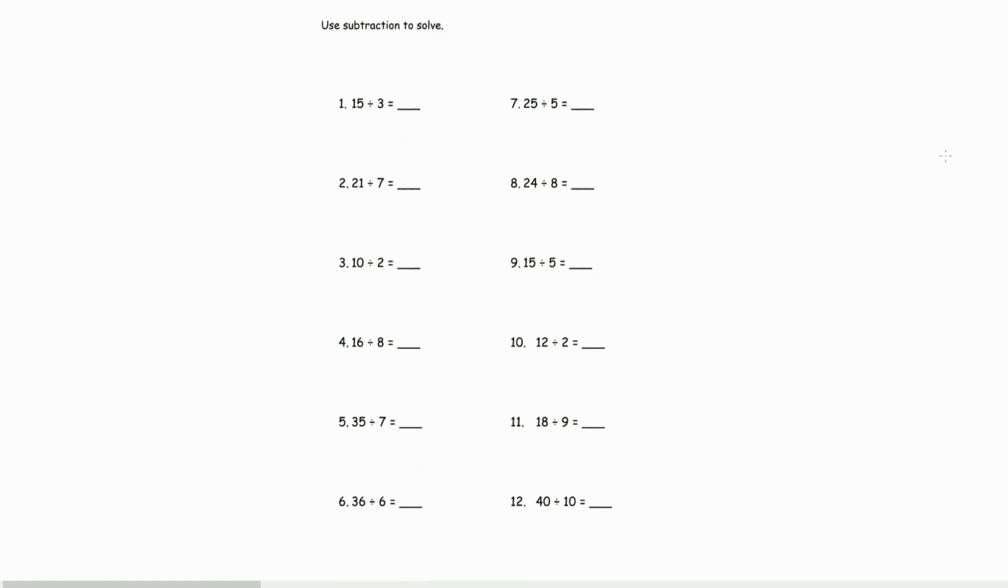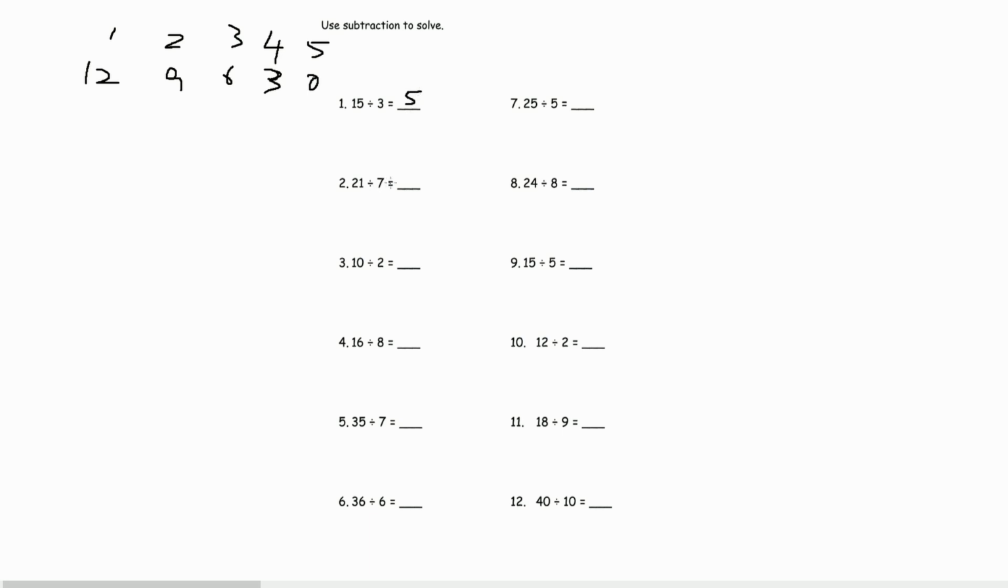Use subtraction to solve. Okay, so from 15, if you minus 3 once, that would be 12. And then twice, it would be 9. If you subtract it 3 times, then it would be 6. Then if you subtract it 4 times, then it would be 3. And lastly, the fifth time, that would be 0. So that would be 5.